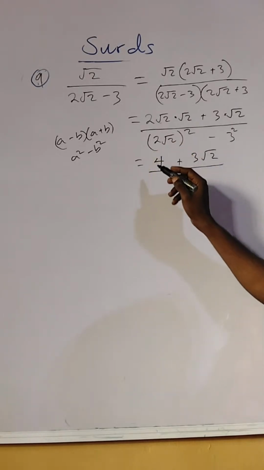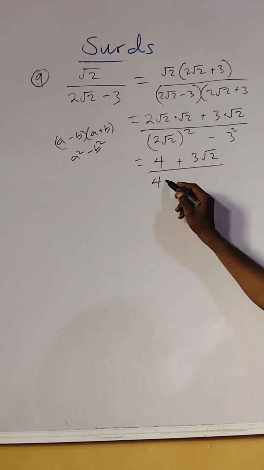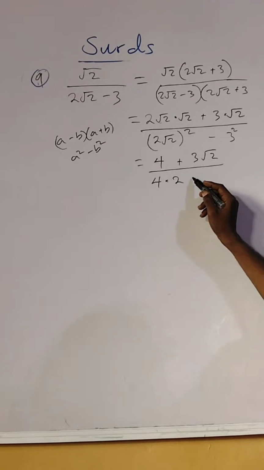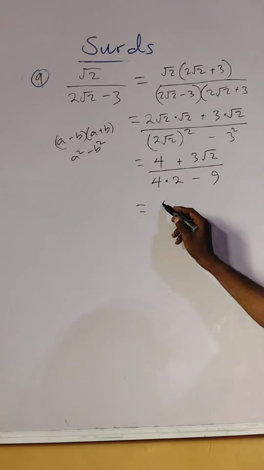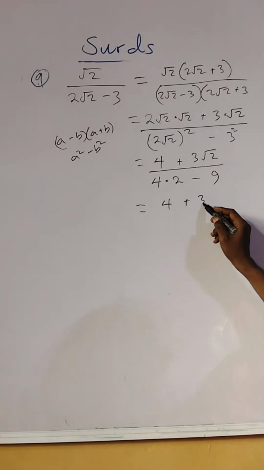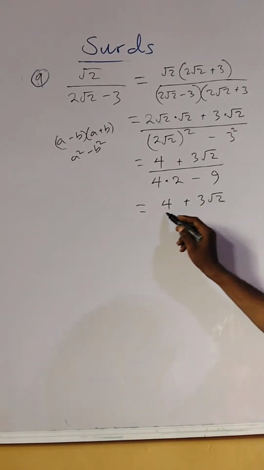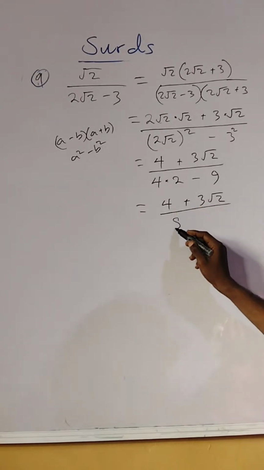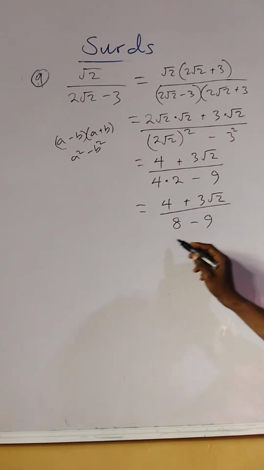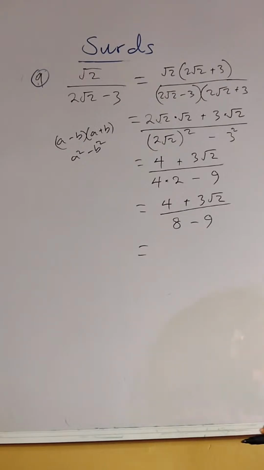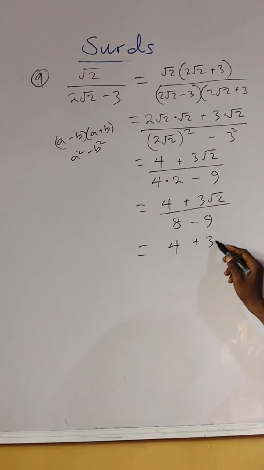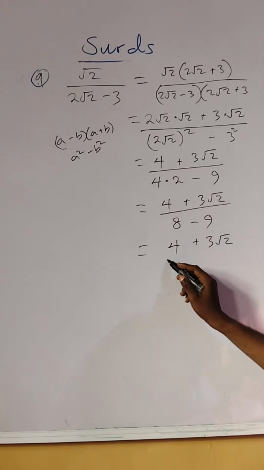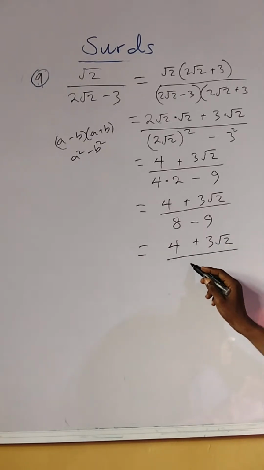over, here square affects 2. 2 square 4 times root 2 square, that's 2, minus 3 square 9, equals 4 plus 3 root 2 over 4 times 2, 8 minus 9. Then this becomes 4 plus 3 root 2 over 8 minus 9, minus 1.